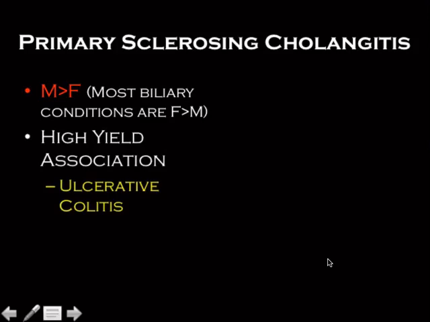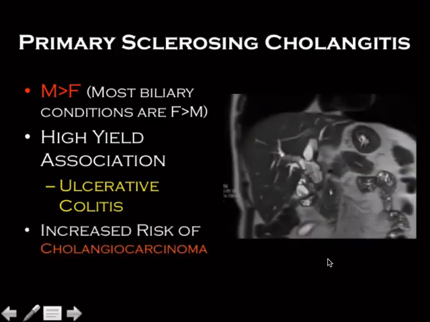Now this is the actual question. If you were going to get an association question, this would be the one that I would think they would ask, because it's the one that they always ask on Step 1, right? It's the high yield correlation, ulcerative colitis with primary sclerosing cholangitis. And of course, increased risk of cholangiocarcinoma. Inflammation, bile duct inflammation, cholangiocarcinoma.